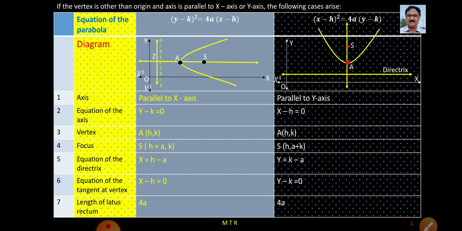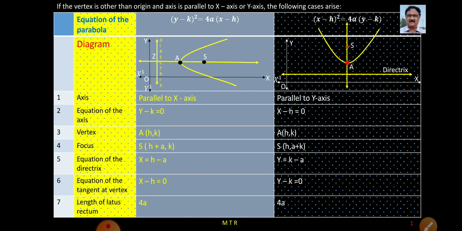But in this case, the vertex is other than the origin and the axis is parallel to the x-axis or y-axis. The following cases arise. In the first case, if the equation of the parabola is (y minus k) whole square is equal to 4a into (x minus h), here the vertex is (h, k), not (0, 0). Vertex A is equal to (h, k). So you observe the axis is parallel to the x-axis.